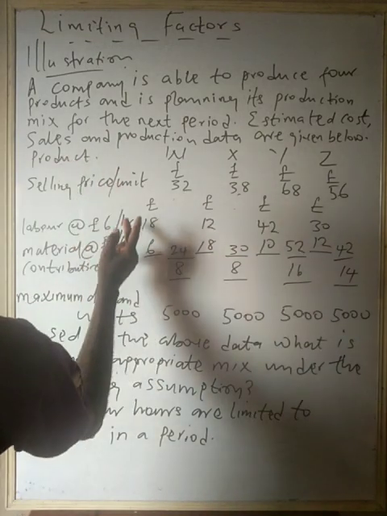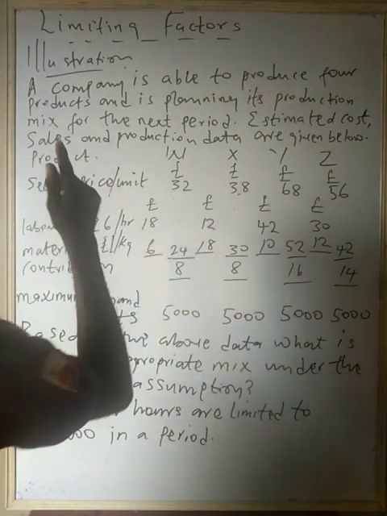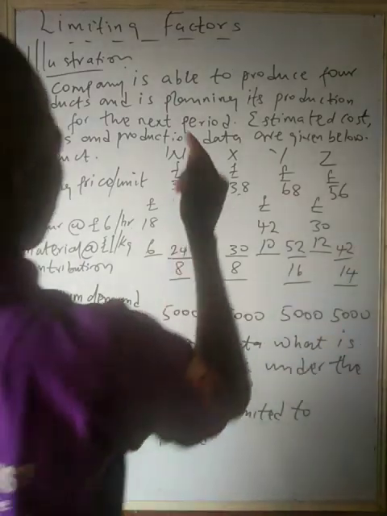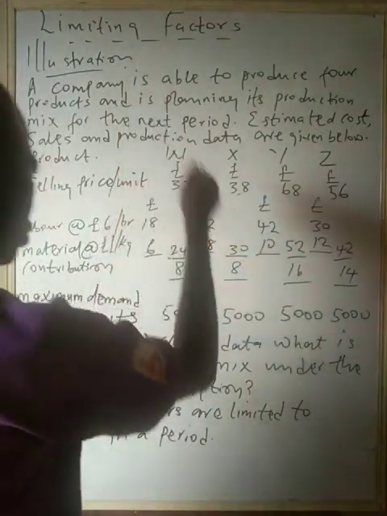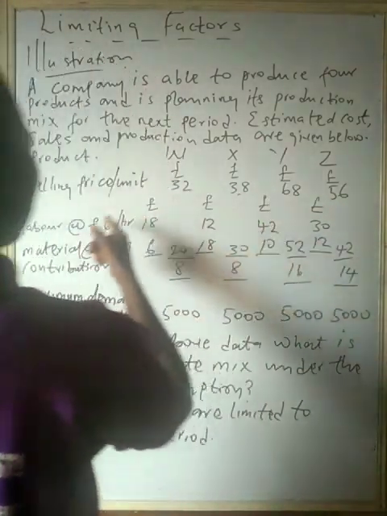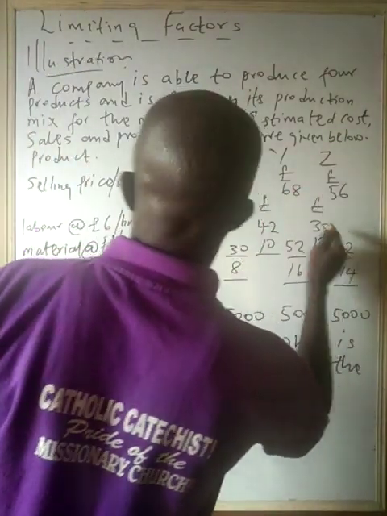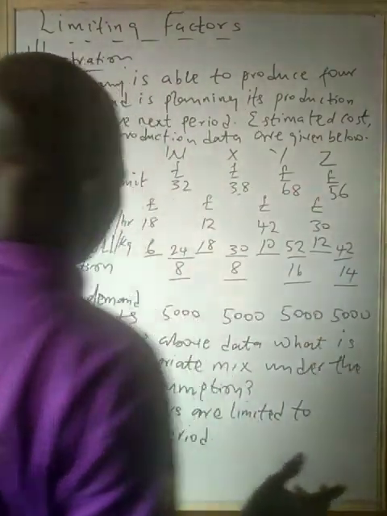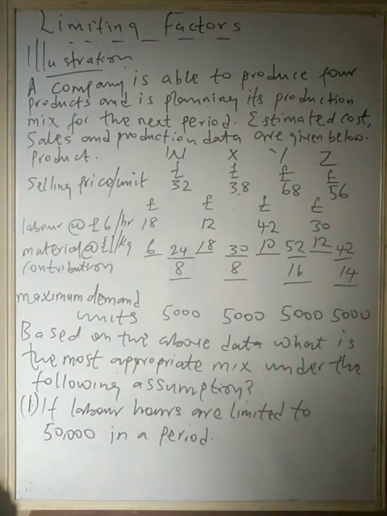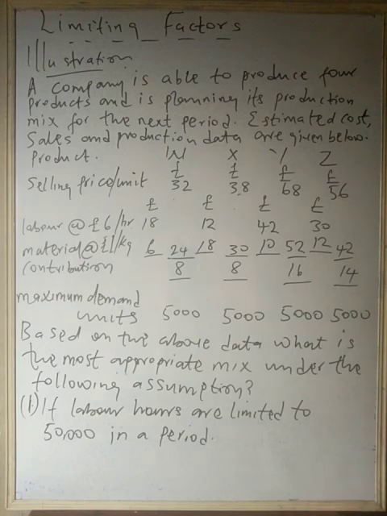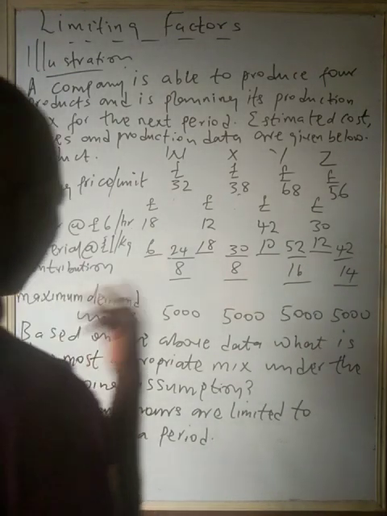That gives us the hour. Here, 18 divided by 6 giving us 3. Again, 12 divided by 6 giving us 2. 42 divided by 6 giving us 7. 30 divided by 6 giving us 5. That is the hours. Okay, let me quickly demonstrate that for the hour here.